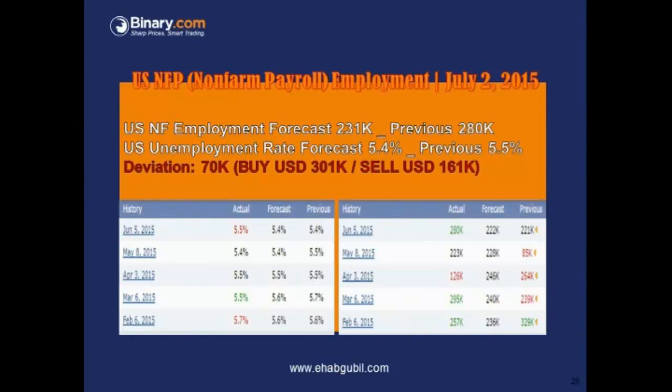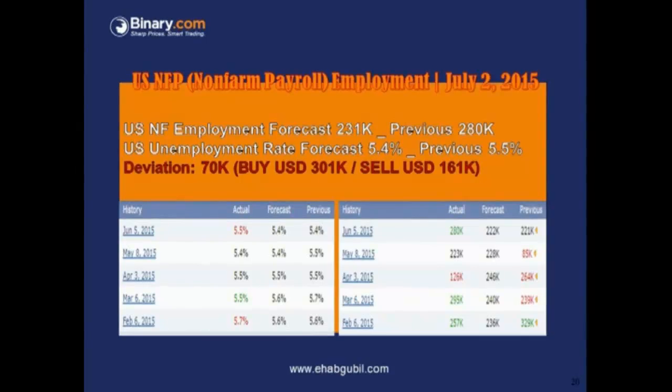US non-farm payroll employment will be released on July 2nd at 12:30 p.m. GMT time. US non-farm payroll is expected to be around 231,000, and with the Fed already keeping a dovish tone, and the fact that this release is scheduled on Thursday due to the July 4th Independence Day holiday, which means lower liquidity due to a long weekend, I would recommend to stay out of the market unless we get our tradable deviation.